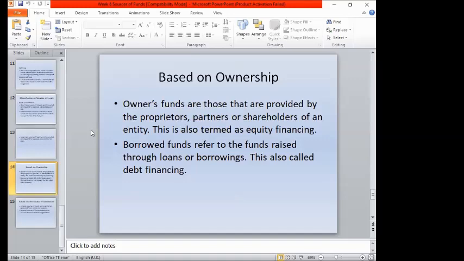If you want to invest funds in your business out of your own pocket, we call that the owner's fund. While for borrowed funds, you're going to borrow money from a bank or other institutions, and that borrowed money can be used as investment, and we call it liabilities, or shall we say debt financing.